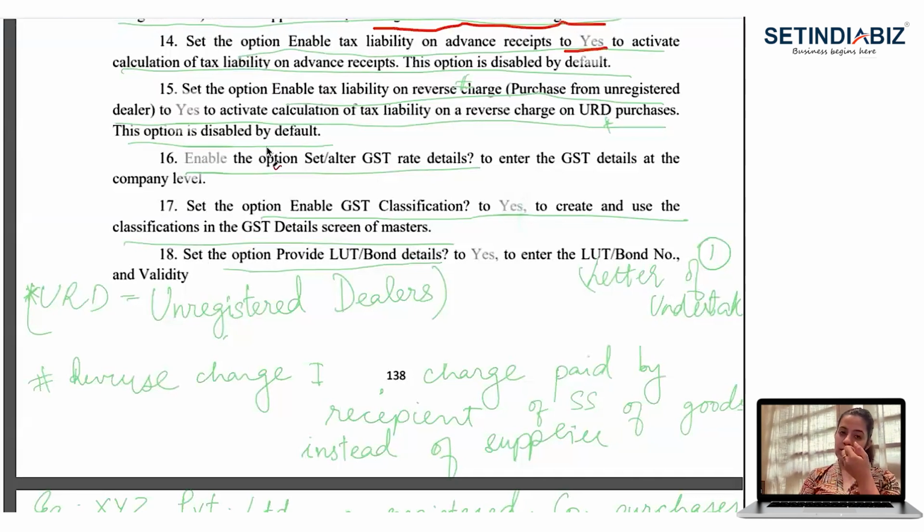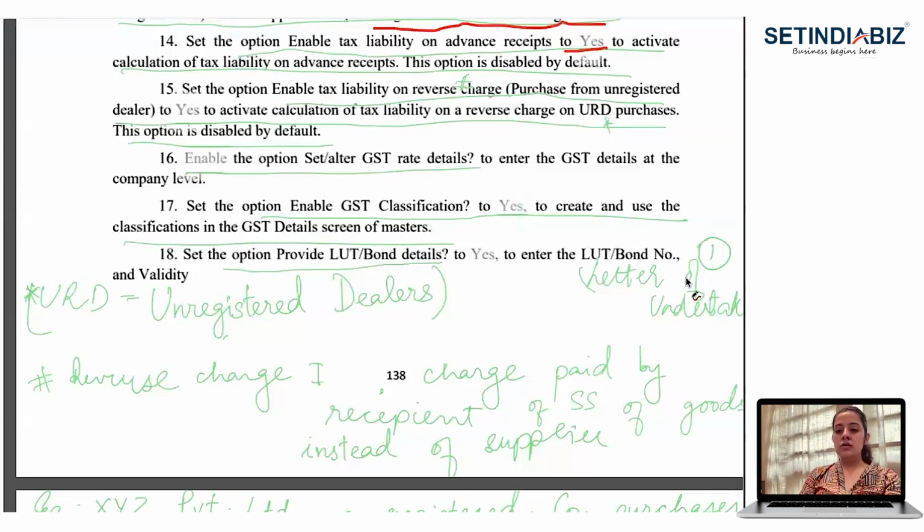So you can set it to yes, that if you're buying from farmers and he's unregistered and you have to show GST, you can pay on his behalf and collect from him. Enable the option set alter GST rate details. Yes. Set the option enable GST classification to yes. Set the option provide LUT or bond details to yes.